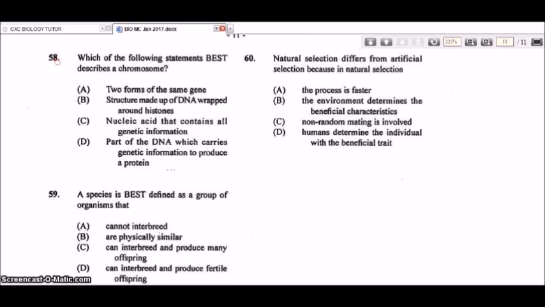Question 58. Which of the following statements best describes a chromosome? So chromosome, that is the thread-like structures you find in the nucleus of a cell, and it consists of DNA wrapped around histones. So histones are just protein structures. So B is the correct answer.